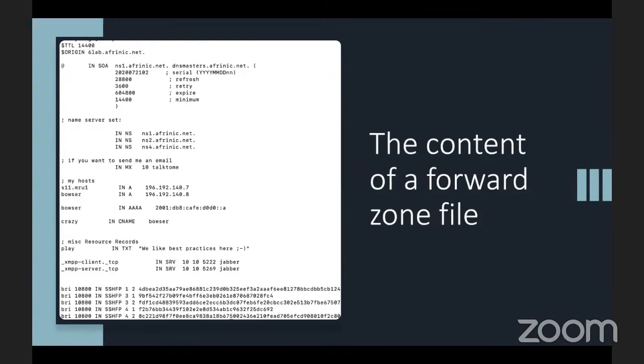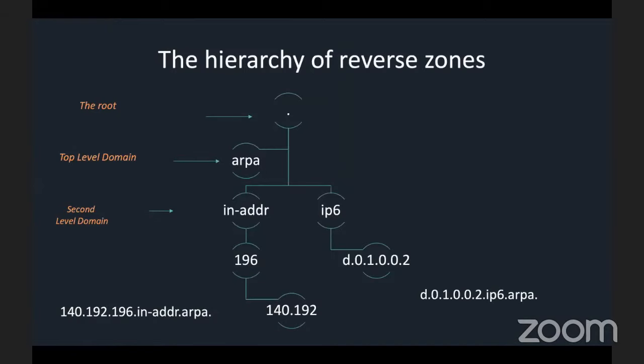Okay, so we move on with the next one. Now the reverse zone. Remember we have the IPv4, IPv6, and we want to know what is the name behind this IP. This is the purpose of the reverse zone. So again, we always start with the root, the dot. And after the dot, regarding the reverse zone, you have the ARPA. And after the ARPA, for IPv4 on your left you have this one, IN-ADDR, and for IPv6 on your right, this domain. And this is the DNS tree regarding the reverse zone.